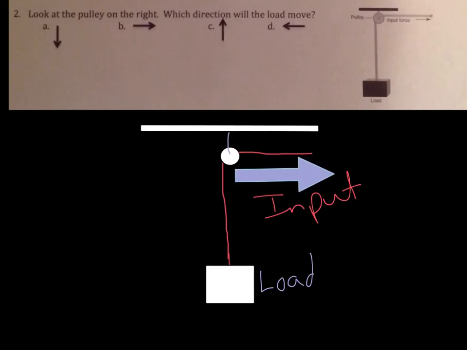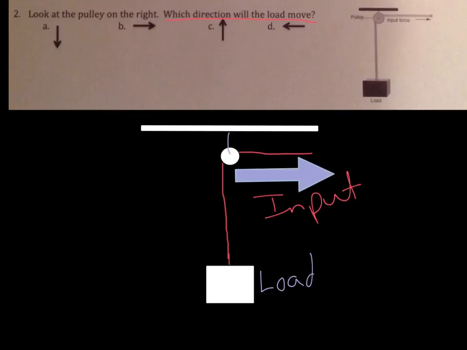Question 2 says, look at the pulley on the right. Then it says, which direction will the load move? We haven't looked at pulleys yet, with the exception of some examples when we first started talking about simple machines. But this one is actually a very easy one. A pulley works pretty much like a rope on a grooved wheel, and it pulls objects up. It allows them to move easier because you're using less force. Remember, that's what a simple machine does. It allows you to use less force.